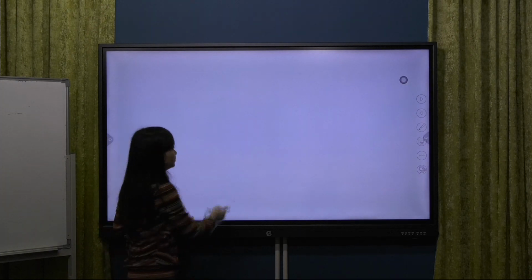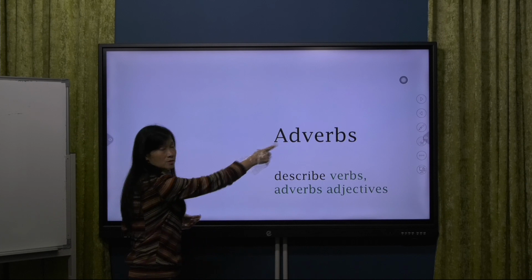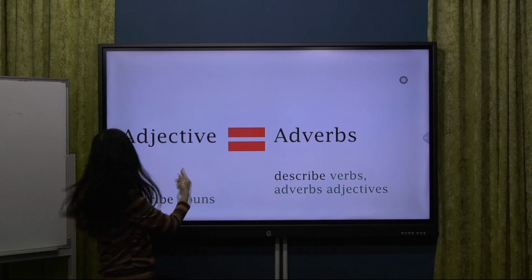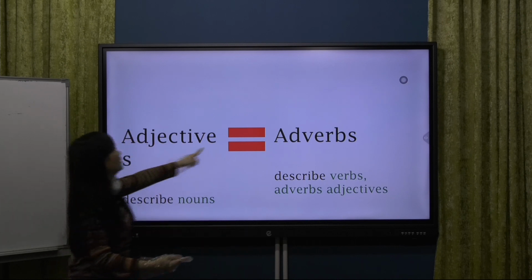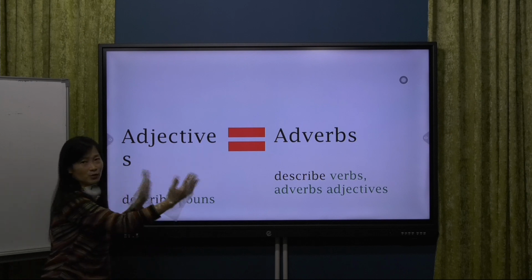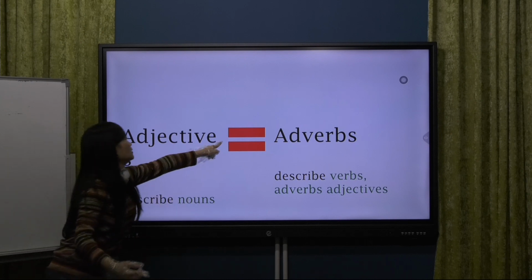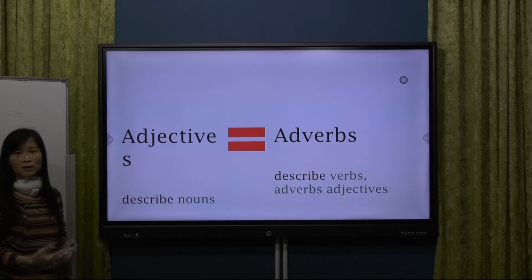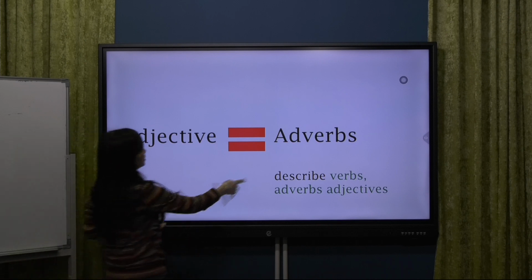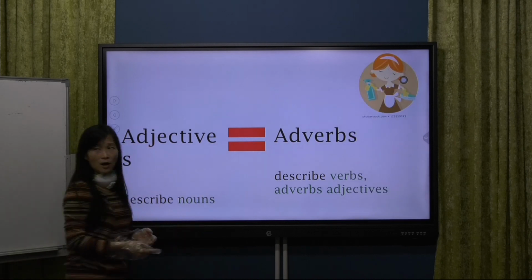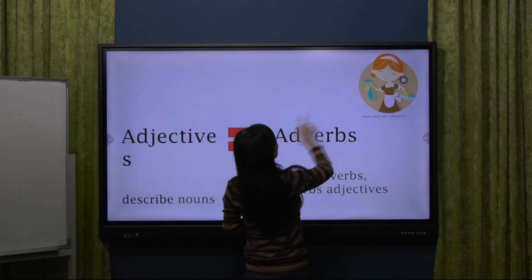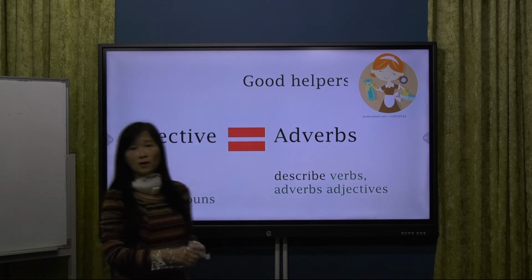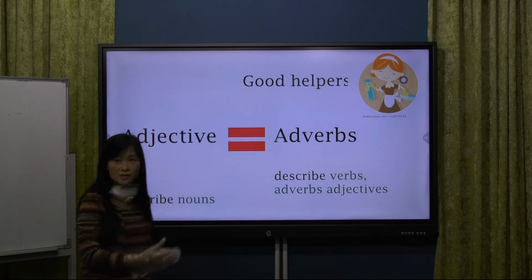To put it very simple, adverbs is equal to adjectives. What? The S should go there. I don't understand why it goes here when the screen gets smaller. The S are here. So adjectives and adverbs, they are equal in some way. In what way? Actually, I would say they are both very good helpers. They help us in some ways in a sentence.